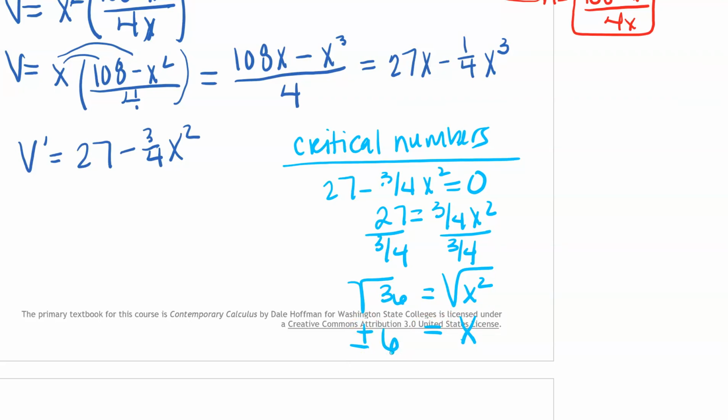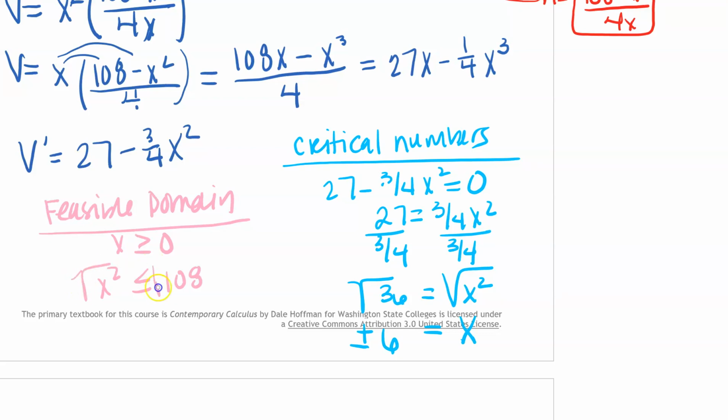Now again, let's have the discussion of a feasible domain. With our feasible domain, remember that our x has to be greater than or equal to 0 because x is representative of a side length on the box and it can't be negative. And then we also know that x squared has to be less than or equal to 108, and that would be if the entire bottom of the box contained all the surface area. So we know that it cannot exceed the 108. And so if I square root both sides, I get x has to be less than or equal to the square root of 108.